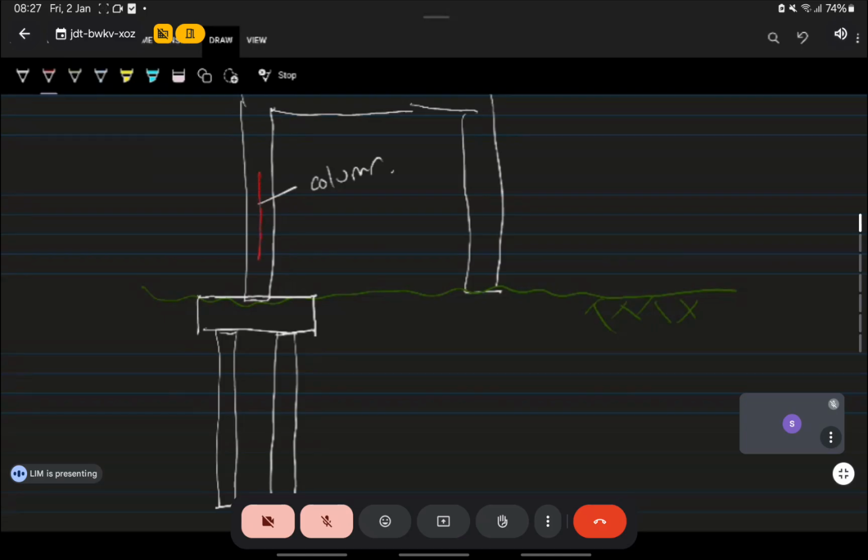So what happens then is the load from the column goes into the pile cap. Half of it goes into the left-hand side pile. Half of it goes into the right-hand side pile. That's what the pile cap does. So this is called the pile cap. The reason why we need a pile cap is because normally we have 2 or 3 or 4 piles, and there's only one column. So that's why you need a pile cap to spread the load between the piles.